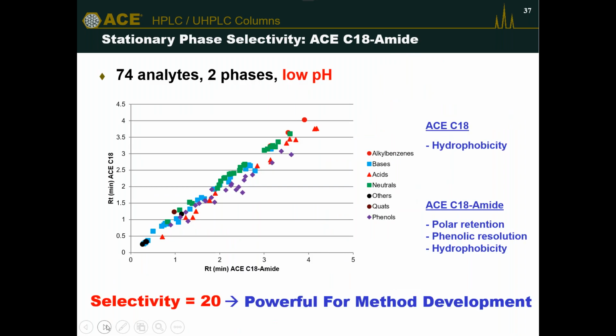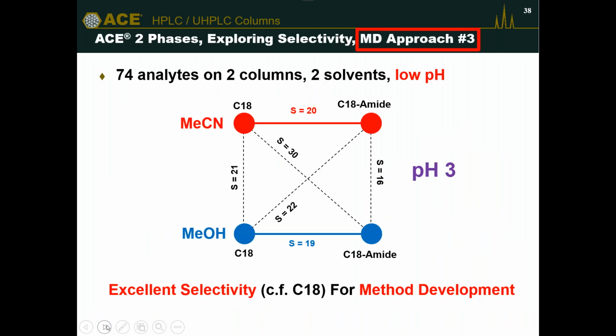And what you can see with this phase, so this is a C18 amide versus a C18, is a selectivity of 20 when you're running 74 probes down here at low pH. So you've got different mechanisms of interaction. The analytes are moving in different ways, so you've got some scatter on the graph. And you can use this as another method development approach to compare low pH, in this case, 2 different column chemistries, 2 different organic modifiers.